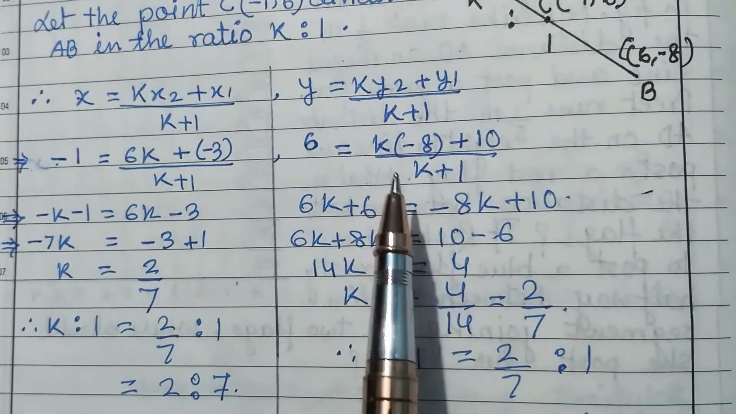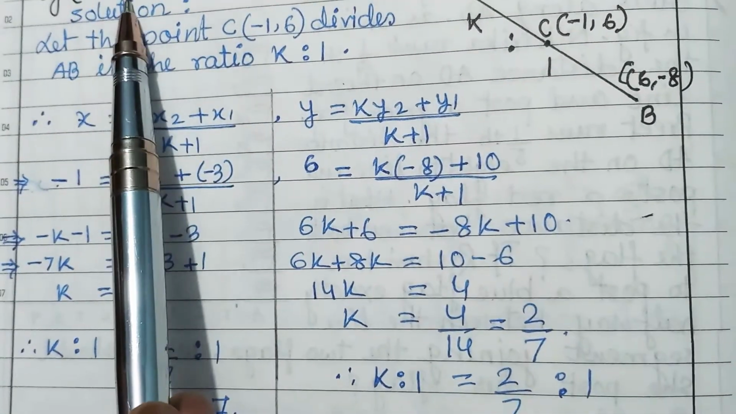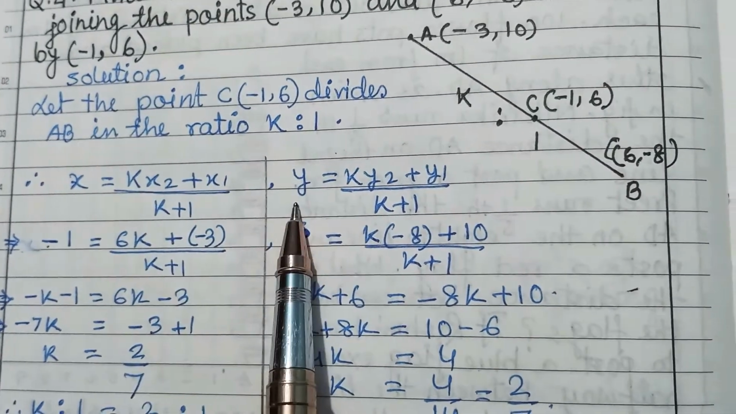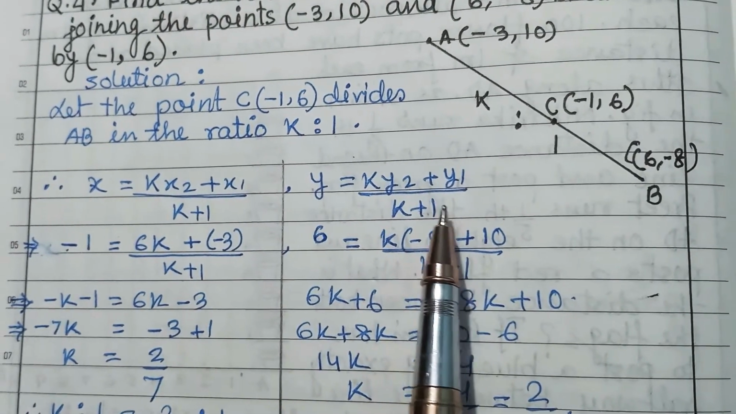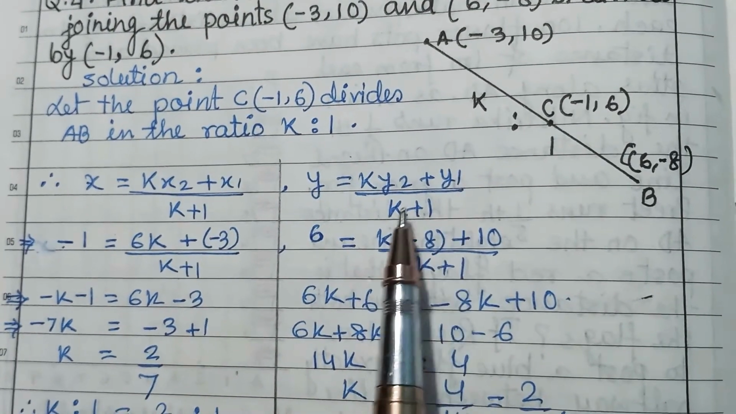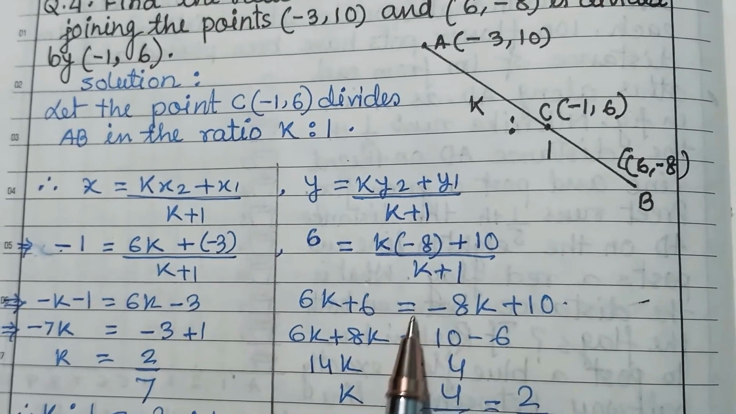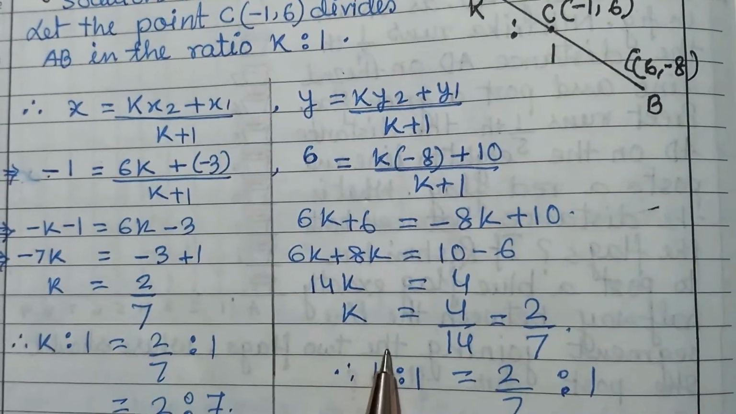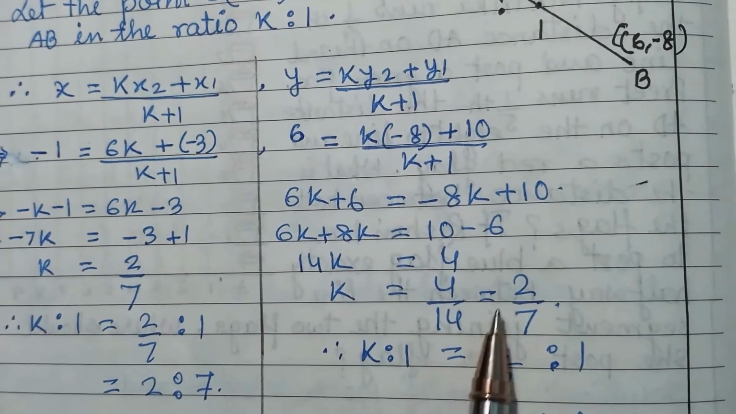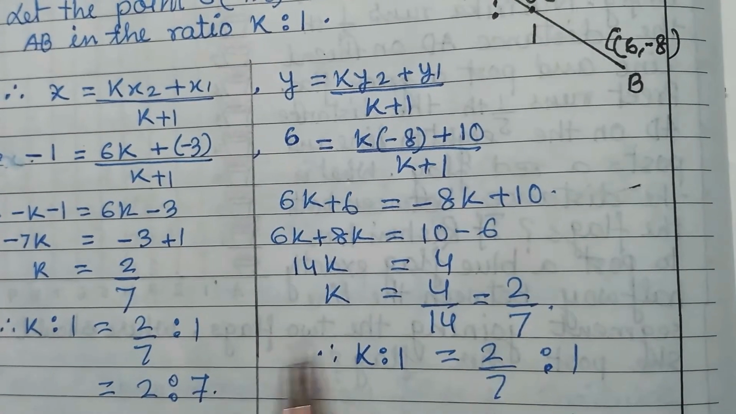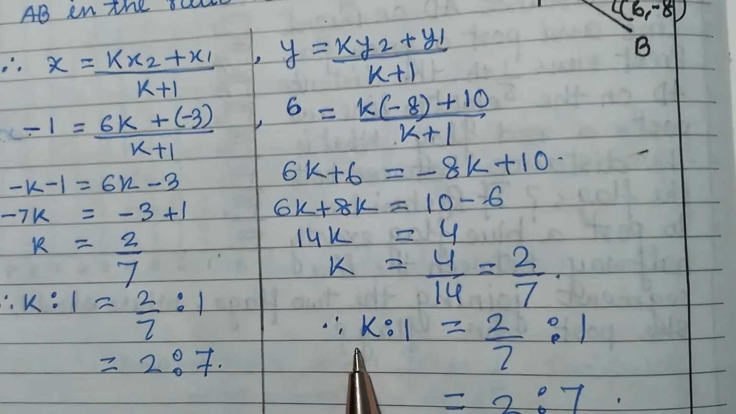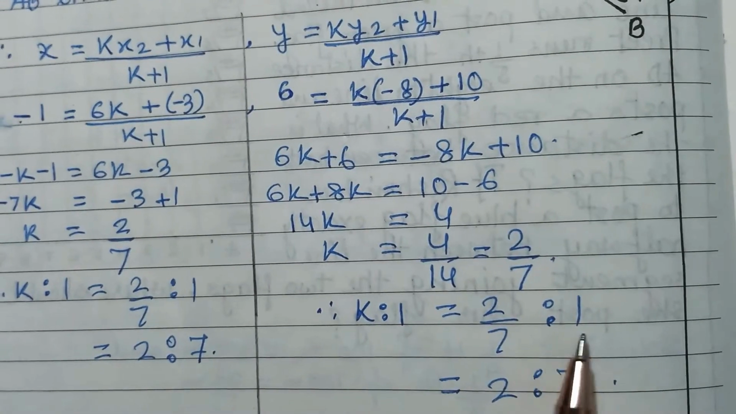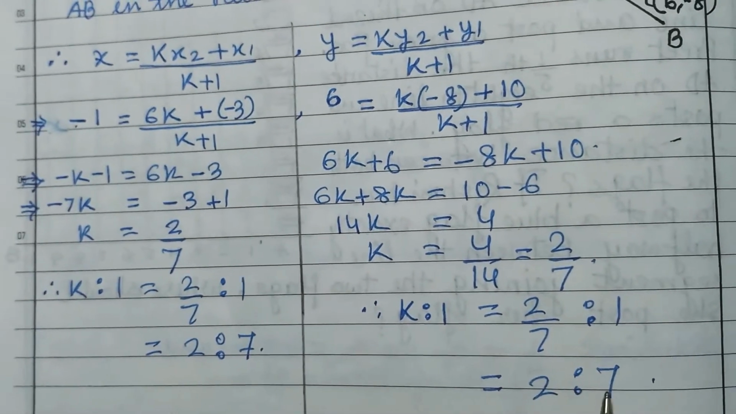If you want to take the y value, similarly the same formula: (k y2 plus y1) upon (k plus 1). Substitute the values. Now cross multiply, and k again comes to 2 upon 7. So k ratio 1 is equal to 2 upon 7, so it is 2 ratio 7.